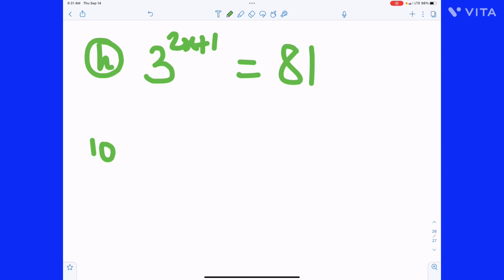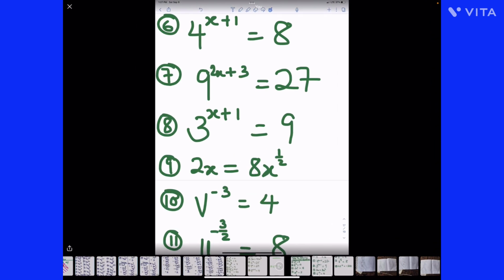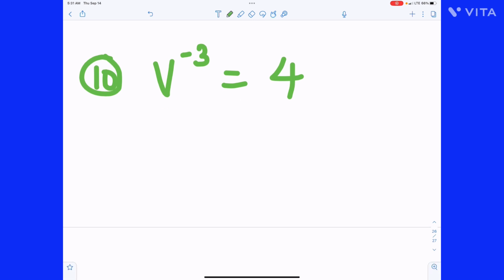Number 10 now. Number 10. v raised to the power minus 3 is equal to 4. It is v, not 4. What does that give you? We will use our reciprocals. Now, v raised to the power minus 3, the reciprocal of minus 3 is minus 1 over 3.